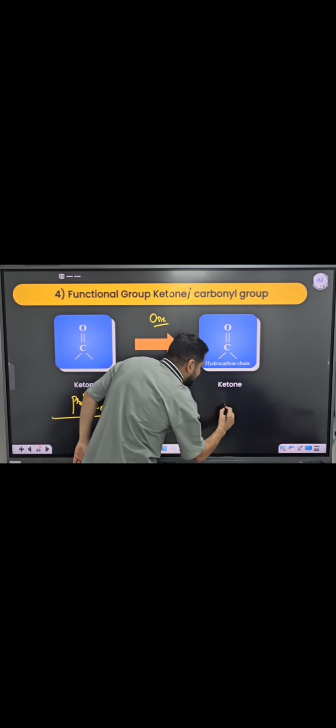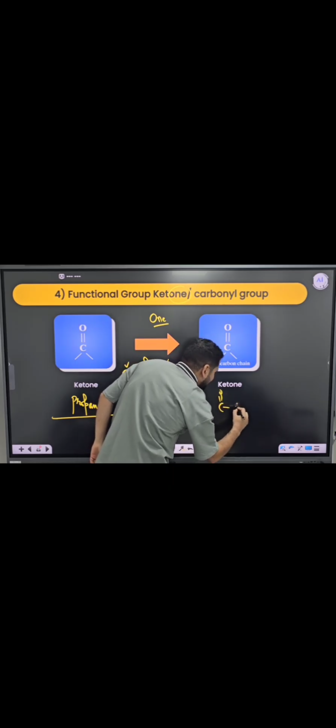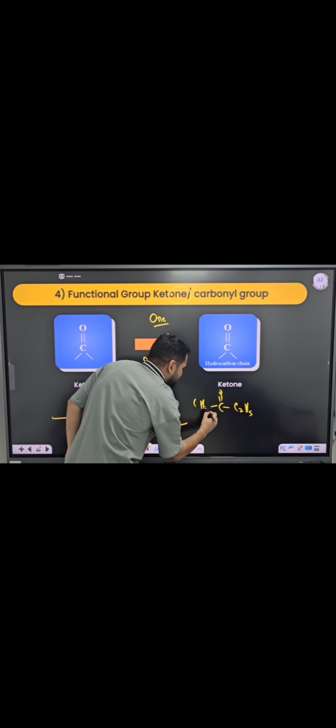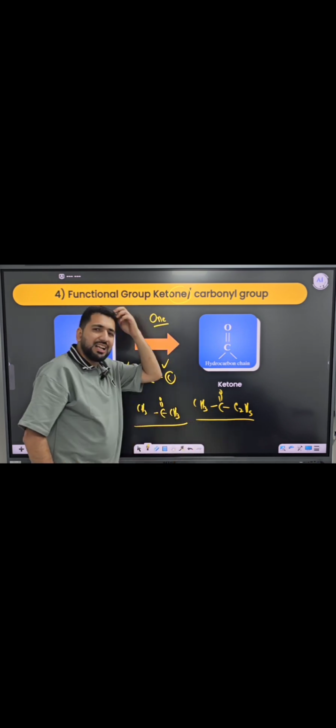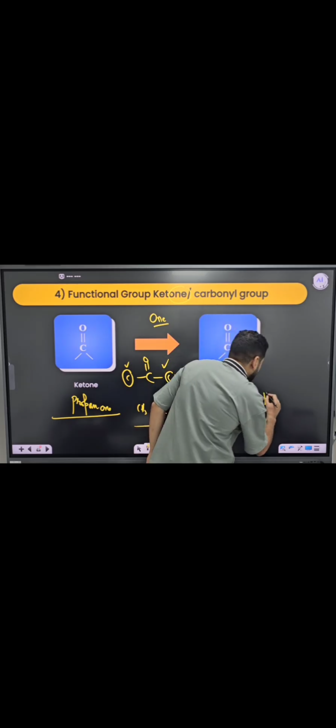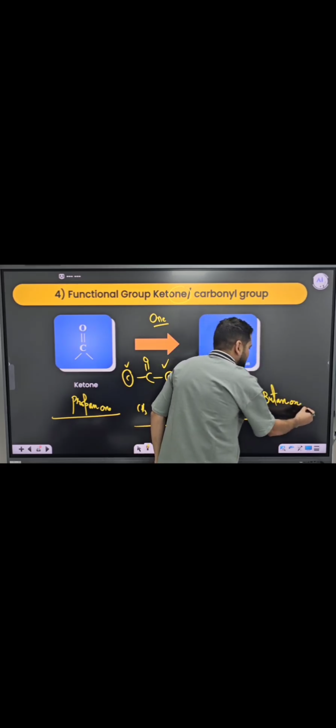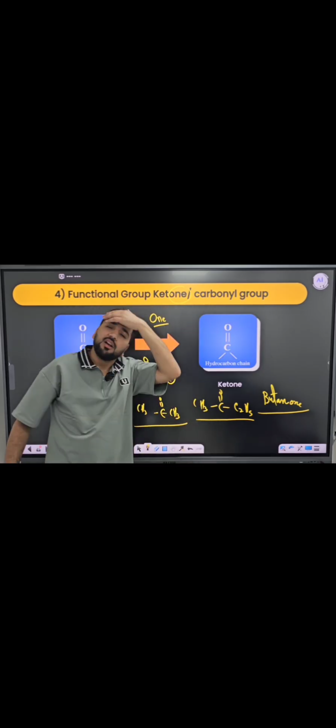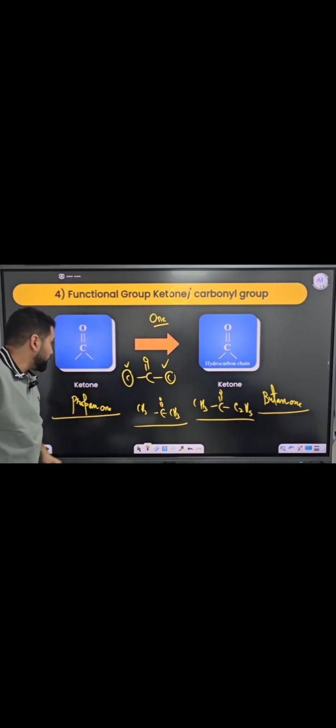Similarly, guys, if I put C double bond O here, and here I will write down C2H5, right? Here I will write down CH3, for example. You have to name this compound. How many total carbons are there? 2, 3, 4. 4 carbon means butane. I can say butane. Now replace E with ONE. So the name of the compound will be butanone. I hope this idea is super duper clear. Right, guys?